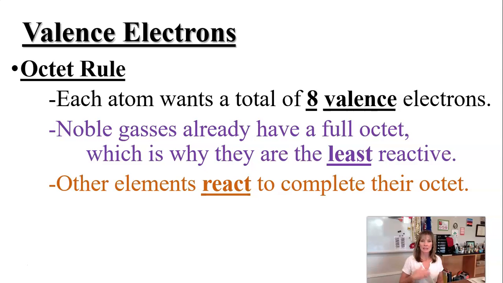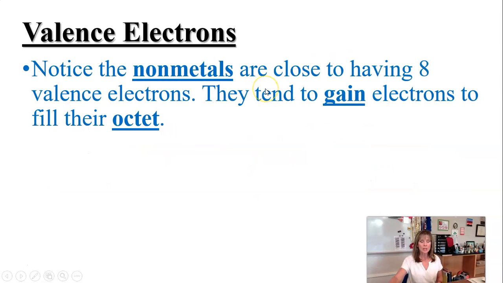Other elements are going to react in order to get their complete octet. They're going to lose, gain, or share electrons to get that full set of 8. When you're looking at the periodic table, nonmetals are going to be over here. So nonmetals are close to 8. Everything in group 5 has 5 valence electrons. That's close to 8. Everything in group 6 has 6 electrons. That's close to 8. So what these nonmetals are going to tend to do is gain electrons. So they'll have a negative charge here.